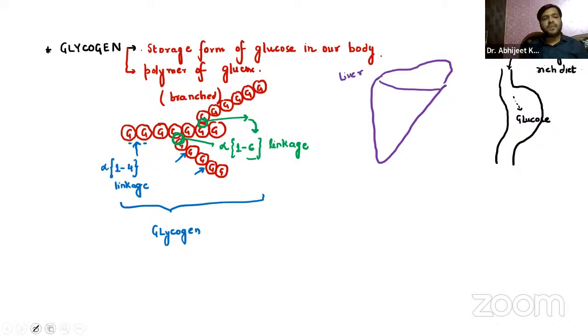Now, in the liver, this glucose, it will go via portal vein into the liver. This glucose will be converted into glycogen. This process is called glycogenesis. Glycogenesis, glycogen का बनना, formation of glycogen.